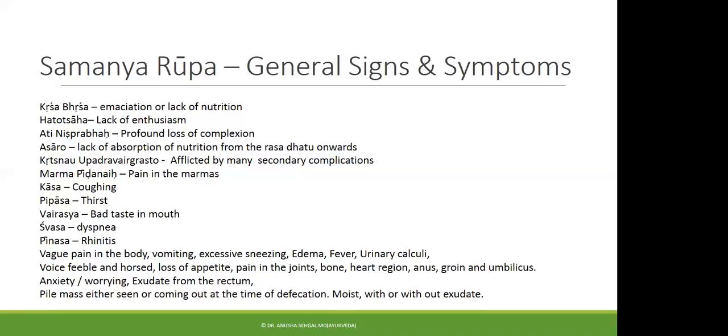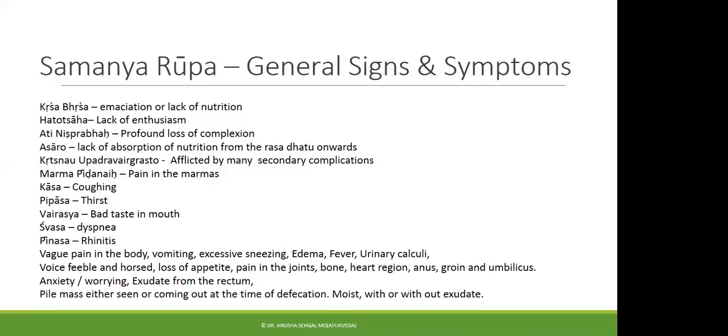Kritsno upadrava grastah, which means it's afflicted by many secondary complications. If a person has hemorrhoids, it can very easily develop other complications as well, or other diseases as well. Marma pidana means there will be pain in the marmas. Not necessarily all the marmas, some of the associated marmas that are very close to where vata functions. In all of those places, the person may feel pain or sensitivity.